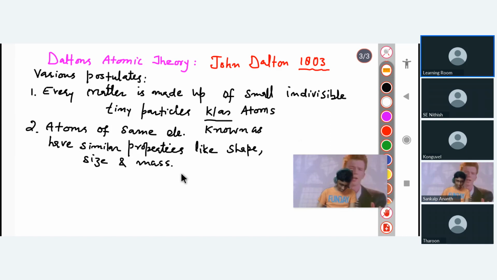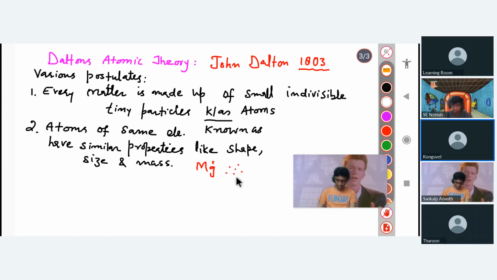For example, let's say magnesium is my element. These are the atoms of magnesium. Did Dalton state that atoms of the same element have similar properties or the same properties? Whether you say same or similar, it is one and the same thing. Are these magnesium atoms looking similar? Yes. So they have the same shape, mass, and size. This is what Dalton told here.